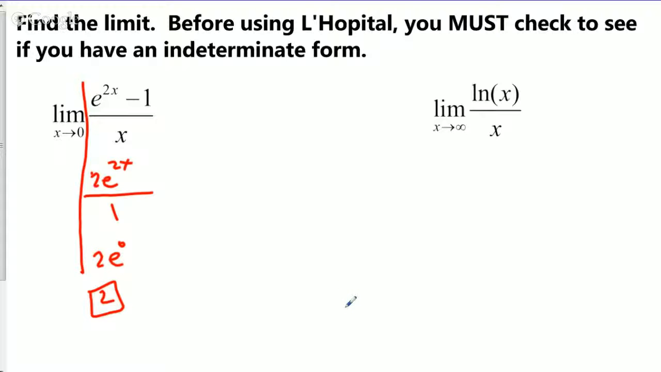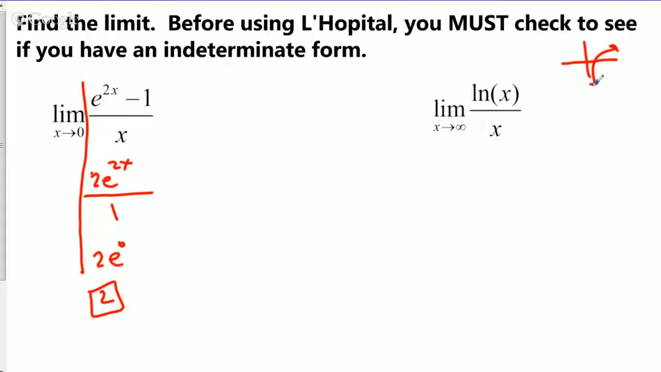All right, write this one down in your notes. You have the limit as x approaches infinity of ln of x divided by x. So if we want to use L'Hopital, the first thing we need to do is check for an indeterminate form. Well, ln of quote-unquote infinity, if you will, is what? Think about the graph of ln. What does that look like? It's the inverse of e to the x.